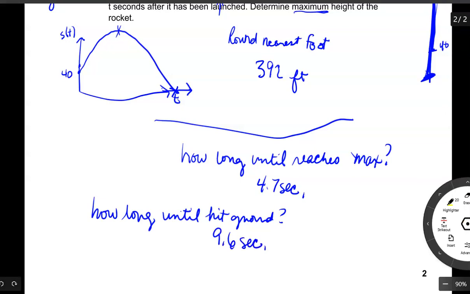So does that make sense? Does it make sense that it would reach its height at 4.7? It would go ahead and come the rest of the way down at 9.6. That seems pretty reasonable. So there we go. Those are a couple other things you might be asked in a problem like this. Okay, that's it for this section.